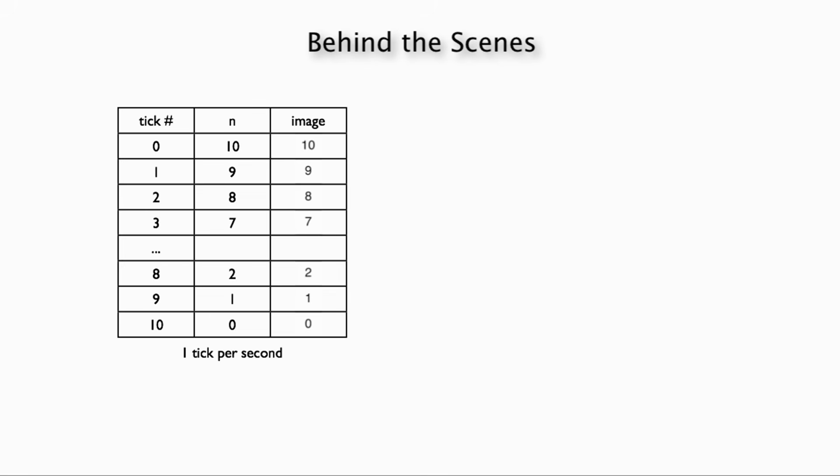There's the current number in the countdown, which is the middle column of this table. It starts at 10 and then it goes to 9 and so on. And there's the currently displayed image, which is the image of the number 10, the image of the number 9, and so on. And what's happening is that once a second, n gets decreased by 1, and the image gets updated to be the image corresponding to the current n. So there's this behavior of the clock ticking, tick, tick, tick, and each time n and the image are both updated.